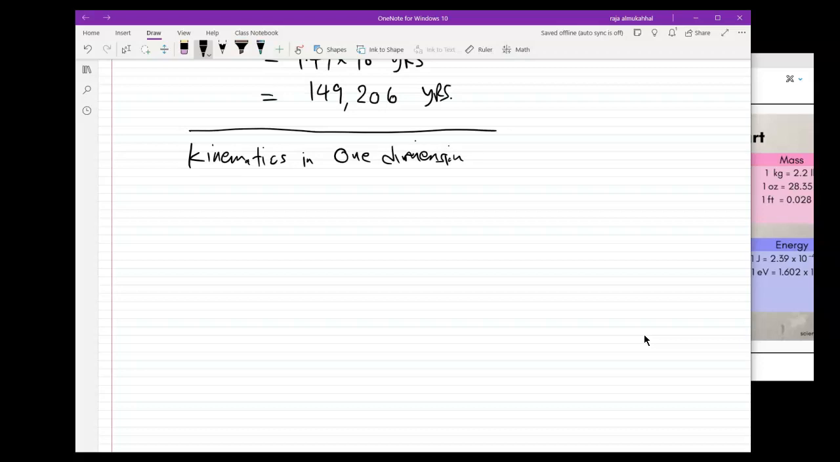Okay, when we say the word kinematics, how is it different from the word dynamics? Kinematics and dynamics, the study of mechanics, basically all mean the study of motion. But kinematics means the study of motion without asking what caused the motion. That's the key here, that we're not asking what caused the motion.